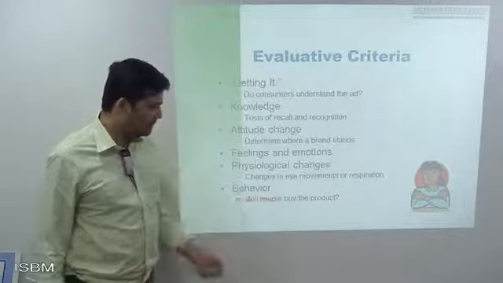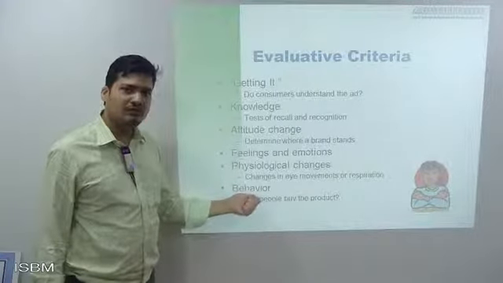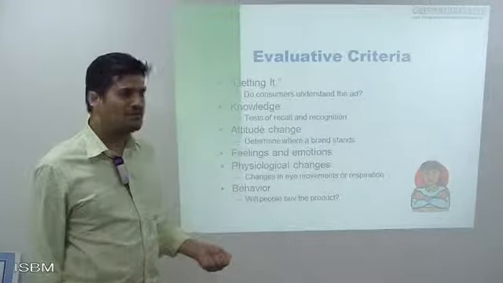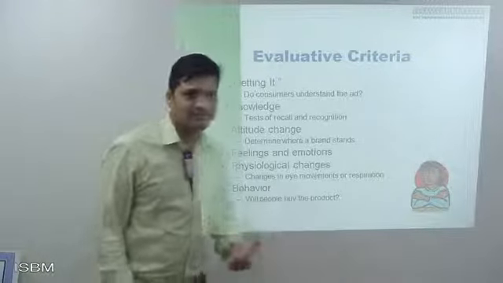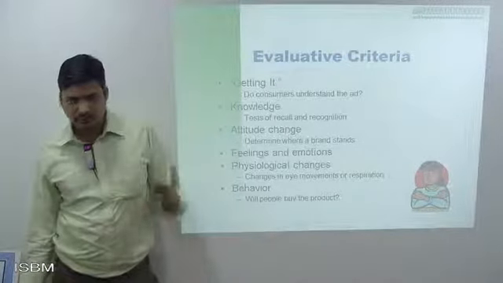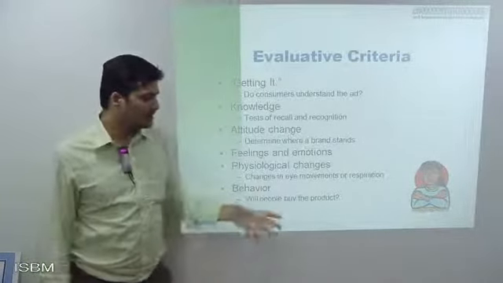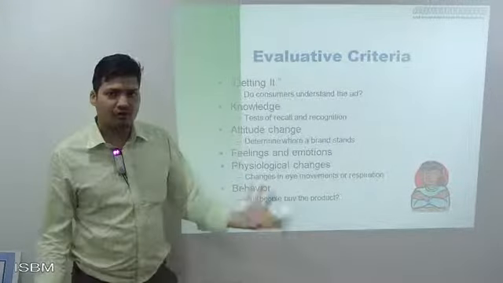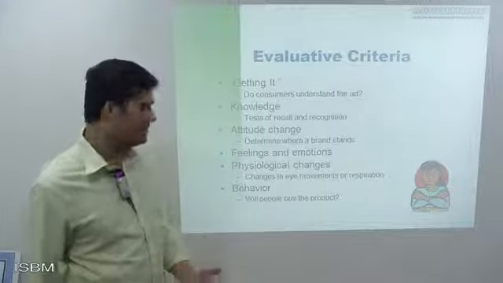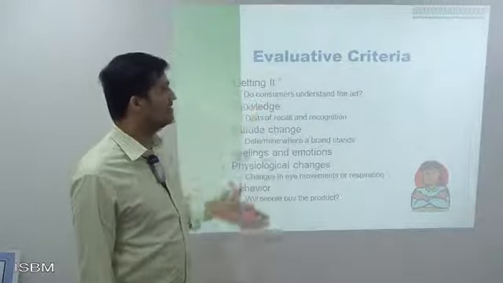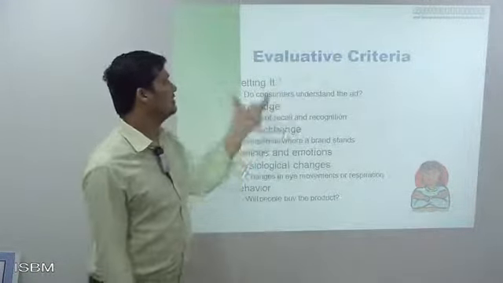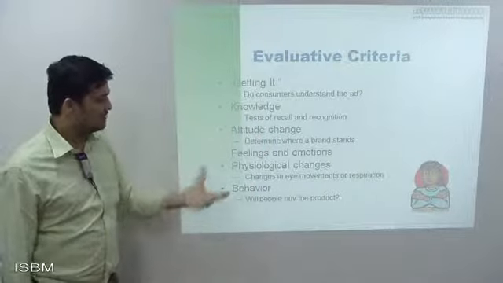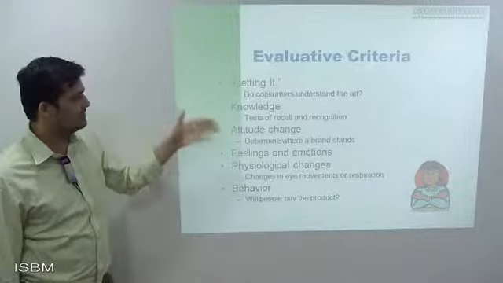How will people buy the product? Behavior is also very important. How people will buy your product, you need to understand each and everything. Will people buy your product on the basis of what? So these things, behavior, each and everything you need to understand. So these are some evaluation criteria: knowledge, attitude, feelings, physiological changes, behavior.